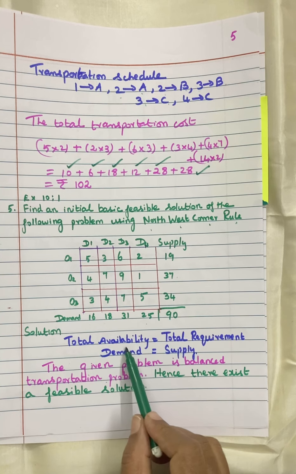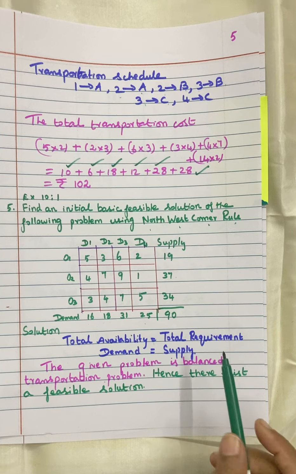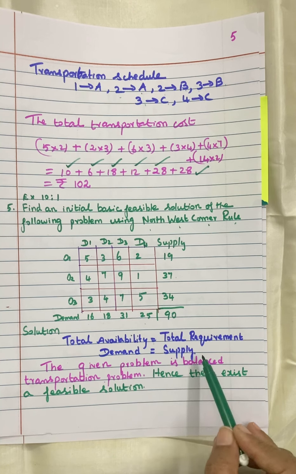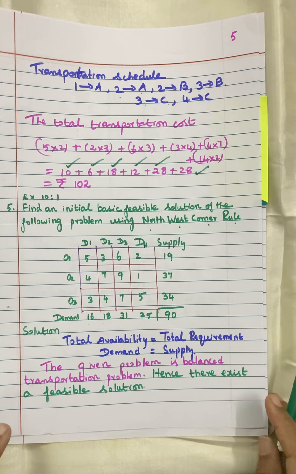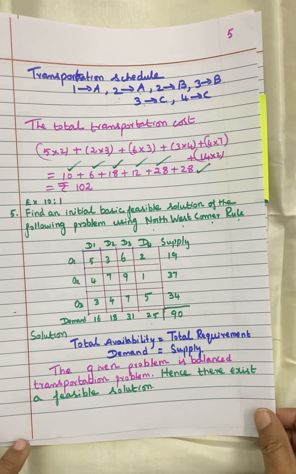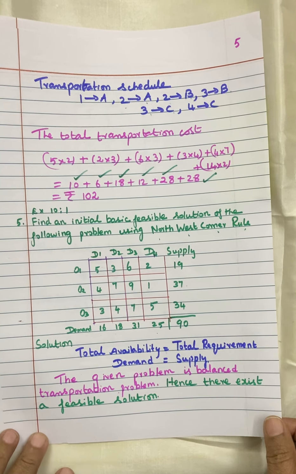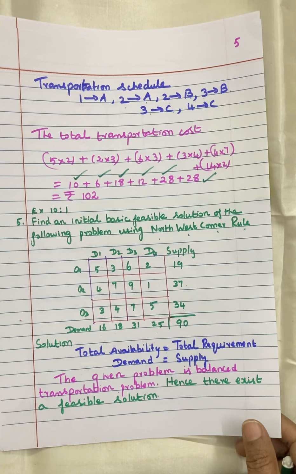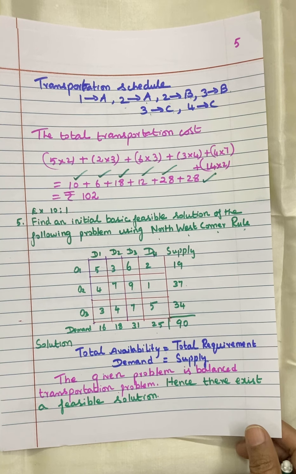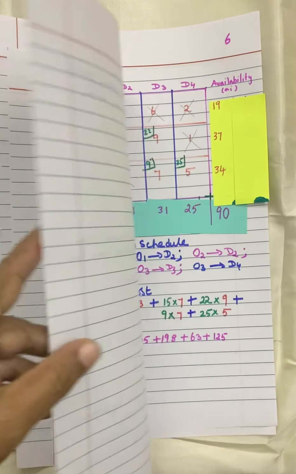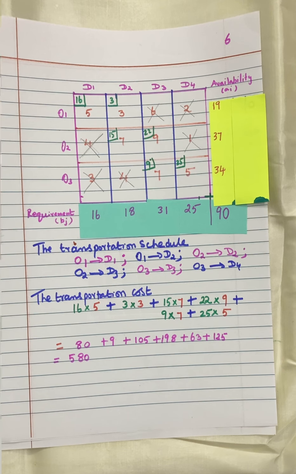So total availability is equal to total requirement, or we can say the total demand is equal to total supply. So the given problem is a well-balanced transportation problem. Hence there exists a feasible solution. So there exists a minimum transportation cost here. Okay, so we are going to find out how to find the feasible solution for it.